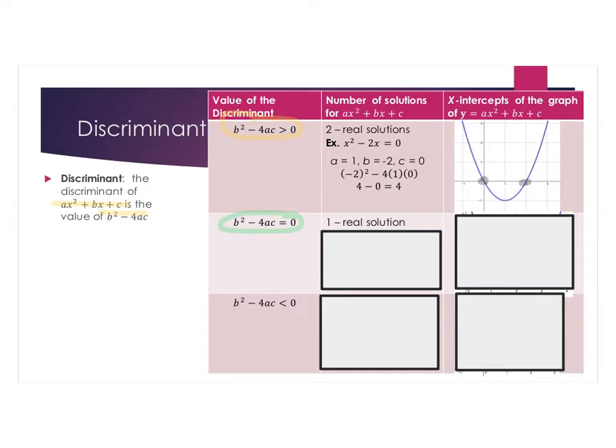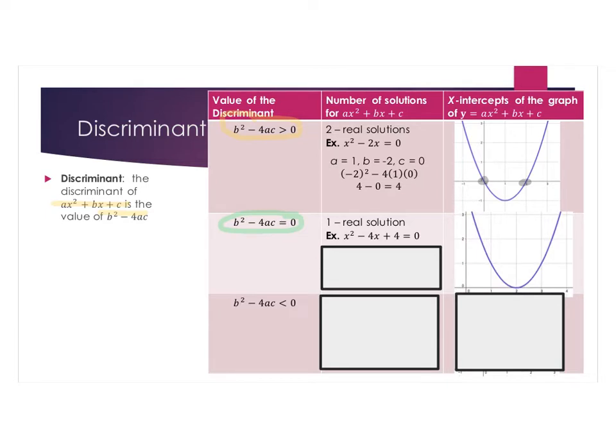If we take a look at an example, let's say we have x squared minus 4x plus 4. If we look at its graph, notice that the graph only touches the x-axis in one place, and that's it. Remember, to find the discriminant, we would first identify a, b, and c. In this case, a is 1, b is negative 4, and c is positive 4. When we plug that into our discriminant formula, we get negative 4 squared minus 4 times 1 times 4, which gives us a discriminant of 16 minus 16, which is 0.